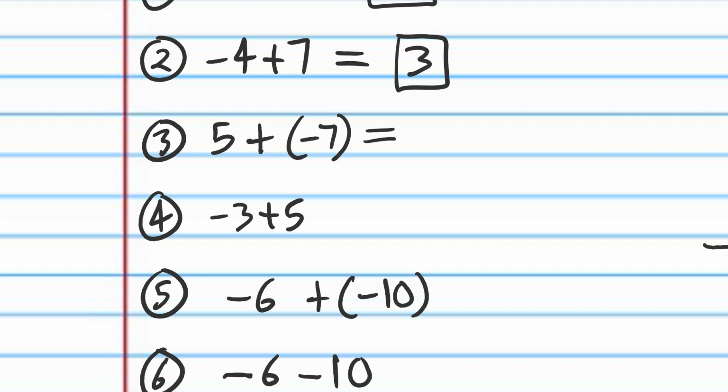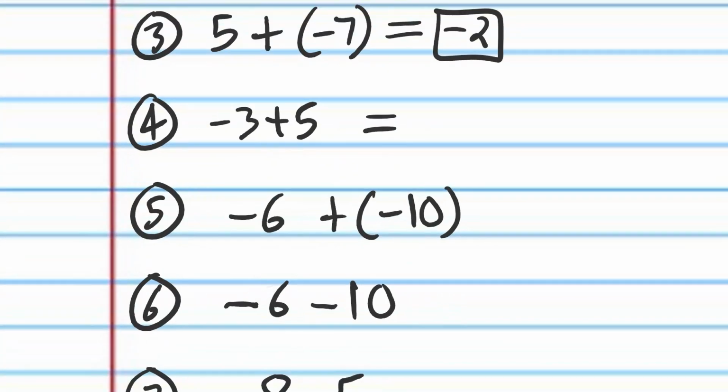All right, so 5 plus -7 is -2. The negative number is bigger, which means our answer must be negative. And it defeats 5 by 2 because 7 is 2 bigger than 5.